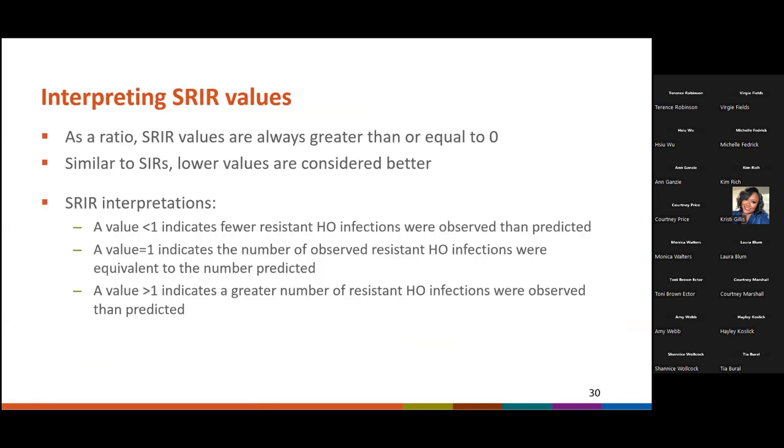A few notes with interpreting the SRIR values. As a ratio, SRIR values are always greater than or equal to 0. Similar to SIRs, lower values are considered better. As for the interpretations, a SRIR value less than 1 indicates fewer resistant hospital onset infections were observed than predicted. A SRIR value equal to 1 indicates the number of observed resistant hospital onset infections were equivalent to the number predicted. A SRIR value greater than 1 indicates a greater number of resistant hospital onset infections were observed than predicted.